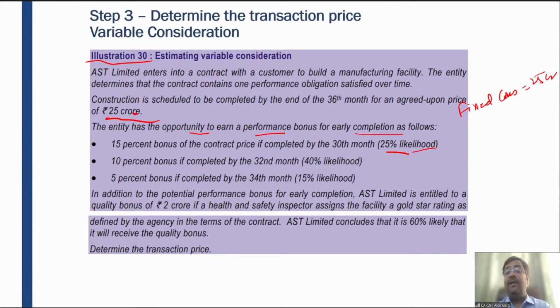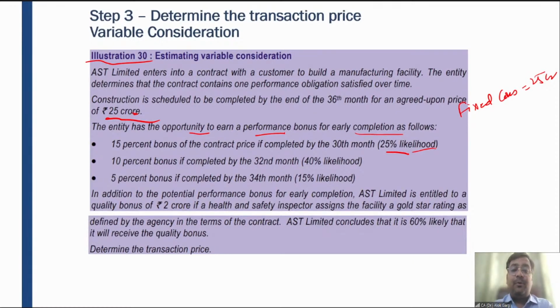10% bonus if completed by the 32nd month, and the entity is entitled to 25 crore multiplied by 10% if it is able to complete the construction by the 32nd month, and there is a 40% chance of this. The entity is entitled to a 5% bonus if completed by the 34th month, and there is a 15% chance. So 25 plus 40 is 65, plus 15 is 80, and nothing is given for the remaining 20%. It means there is a 20% chance that the entity will not receive any bonus.